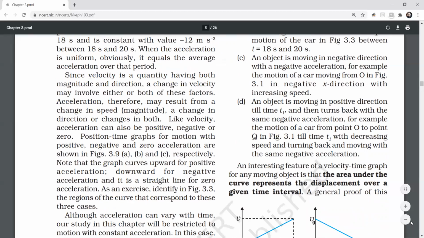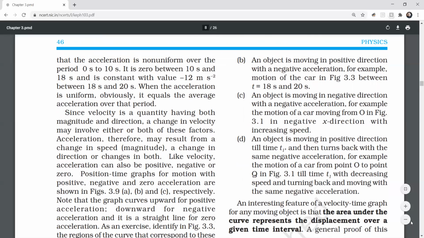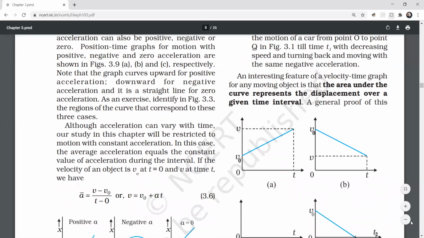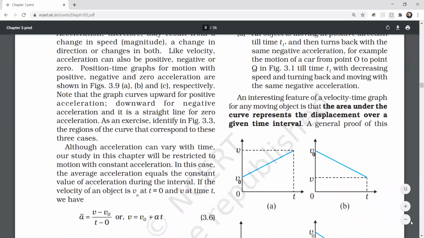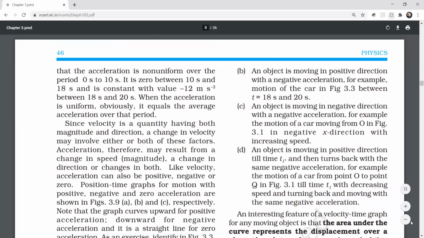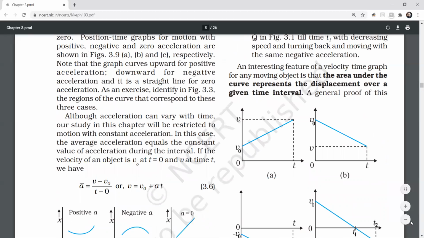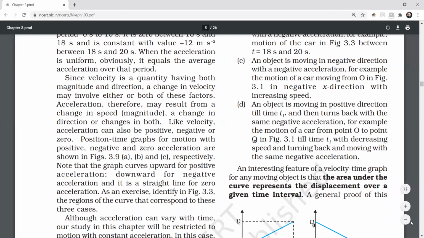Second, what is it? Object is moving in positive direction with a negative acceleration between 18 seconds and 20 seconds. So here you see that it is negative acceleration, so it is falling downward. Okay. Object is in negative direction with a negative acceleration. Then what happens? Then it will be below 0. Okay. All right, no worries. And what is in the fourth? Positive direction till time t1, then turns back with same negative acceleration.